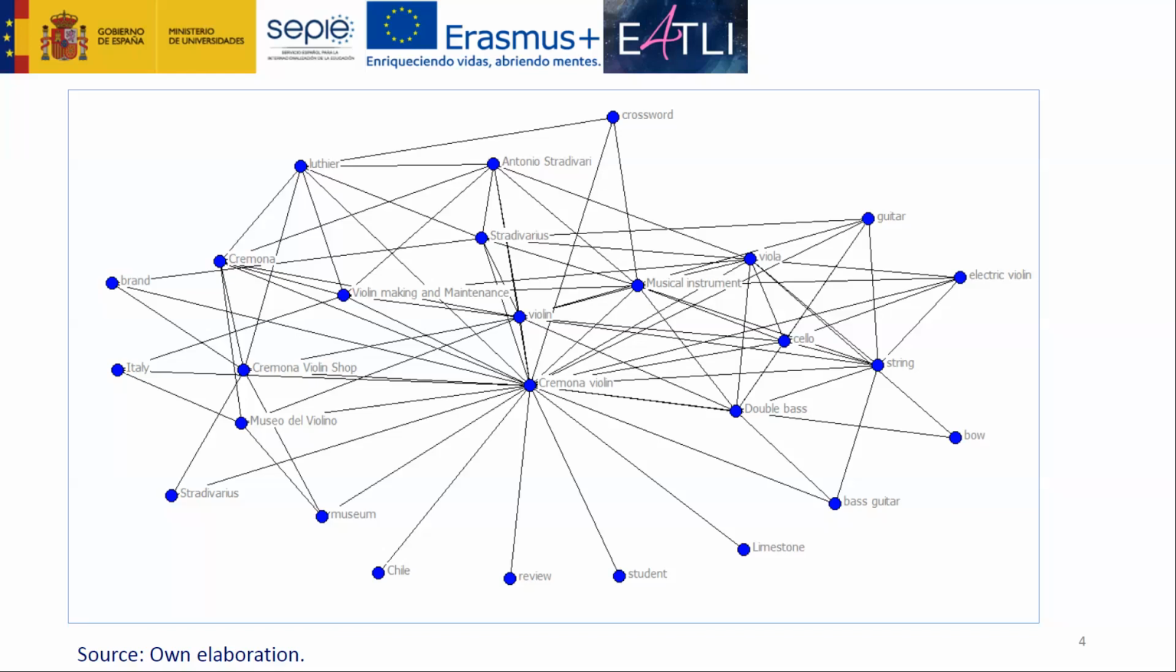And this is an ego network, which we are going to analyze tomorrow. I'm going to stop sharing this.